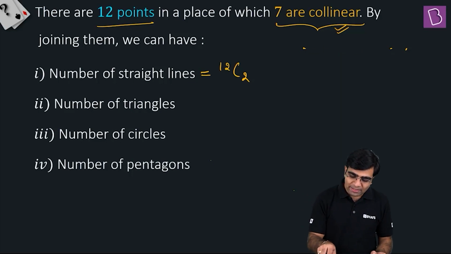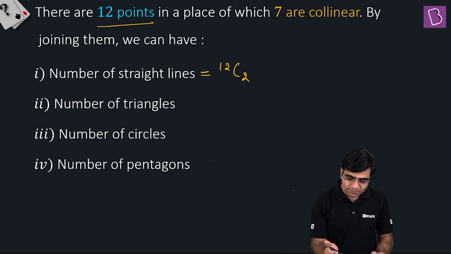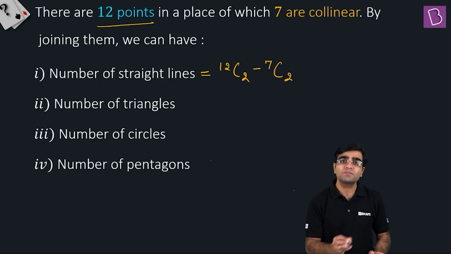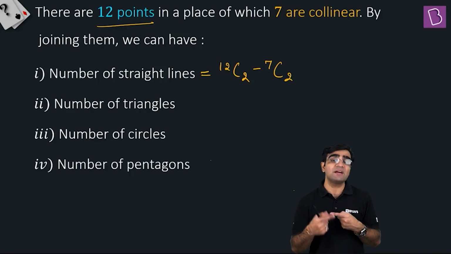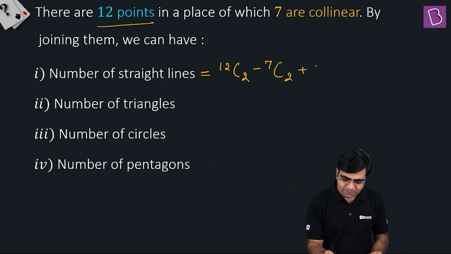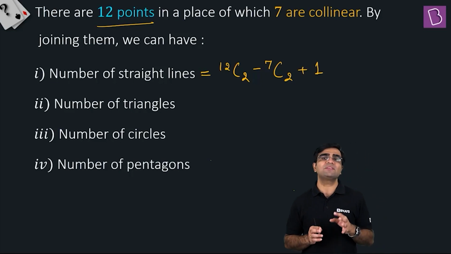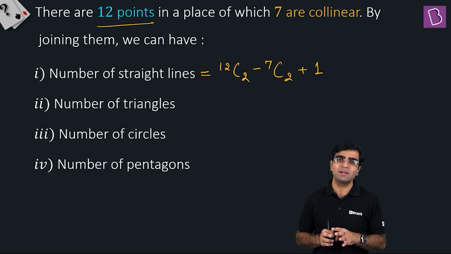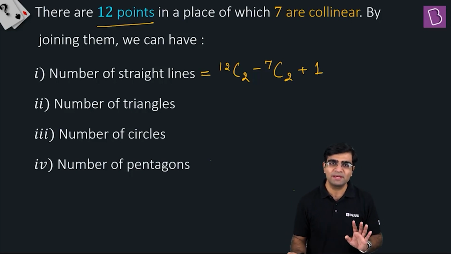So what I have to do is subtraction. From 12C2, I will be subtracting 7C2. That will be the number of lines which I have counted extra, right? But ultimately that is one line, so I need to add it once. Perfect. So we get 12C2 minus 7C2 plus 1. Simplify it, and we'll get your answer. All right, sure? Everyone gets it?